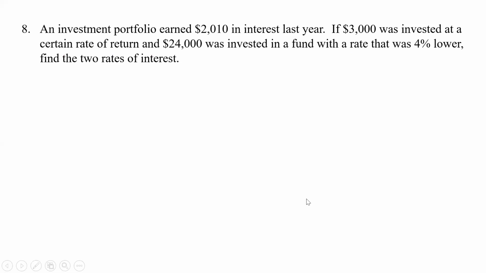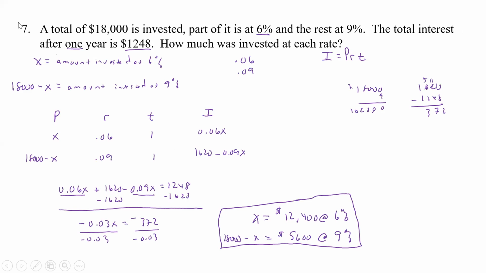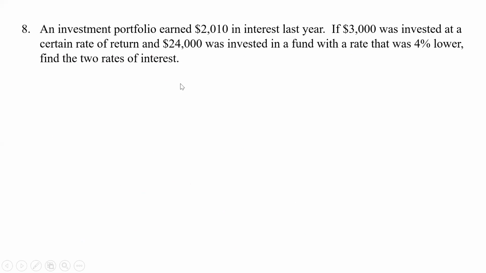All right, what about this one? So we have an investment portfolio earned $2,000 in interest last year. If 3,000 was invested at a certain rate of return and 24,000 invested at a rate that was 4% lower, find the two rates of interest. All right, so this time, instead of knowing amounts, we have to look at interest rates.